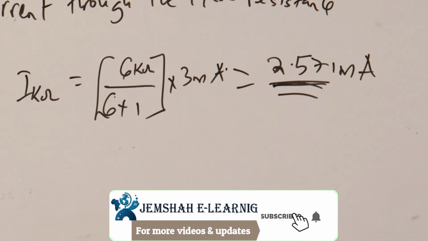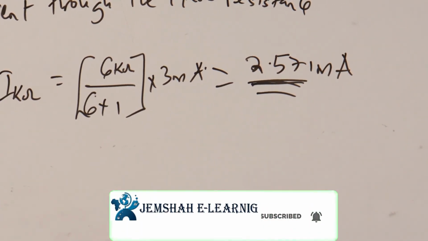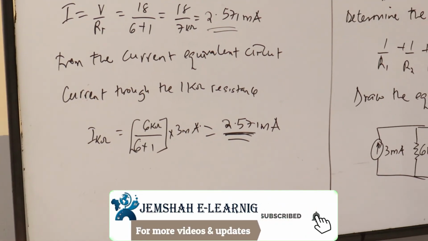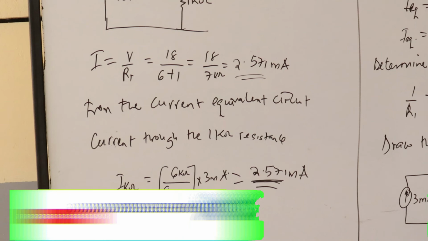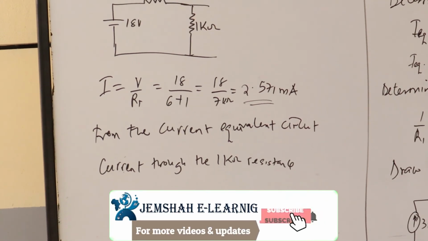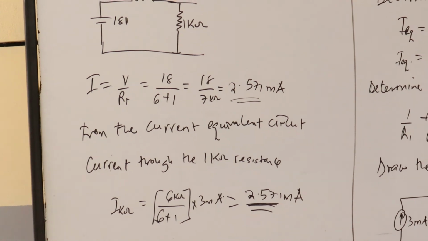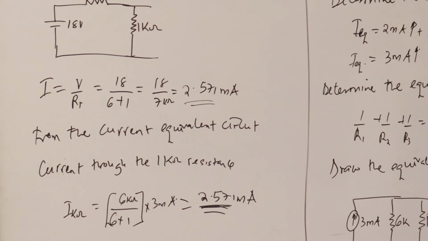So equally, when you use both cases, you are able to get the same answer. It doesn't matter whether you use the current source or voltage source circuit; in both cases we arrive at the same answer. So this is generally about Millman's theorem.